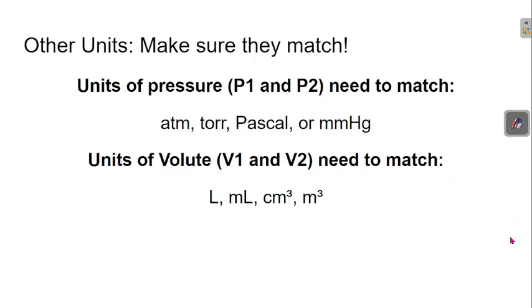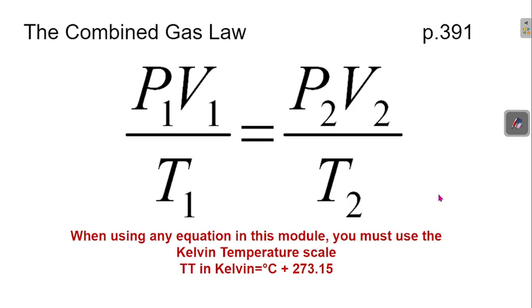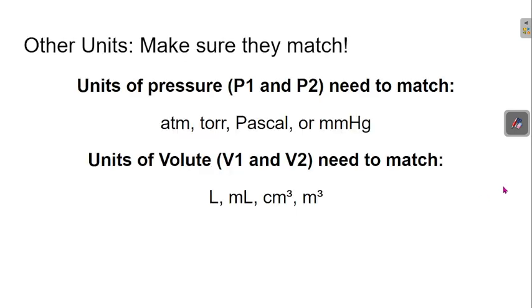Now, when you're using this to solve problems, you need to be very careful with the units. That's what the next slide was trying to say. Make sure that all the units match. So the units for pressure 1 and pressure 2 need to match. If you're working with atmospheres, both need to be in atmospheres. If you're using torr, both of them have to be in torr, or Pascal, or millimeters of mercury.